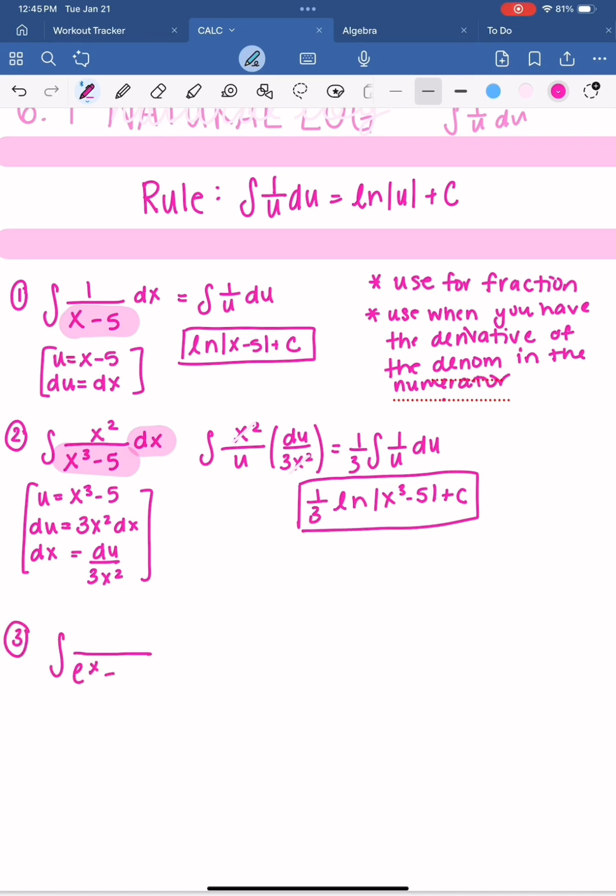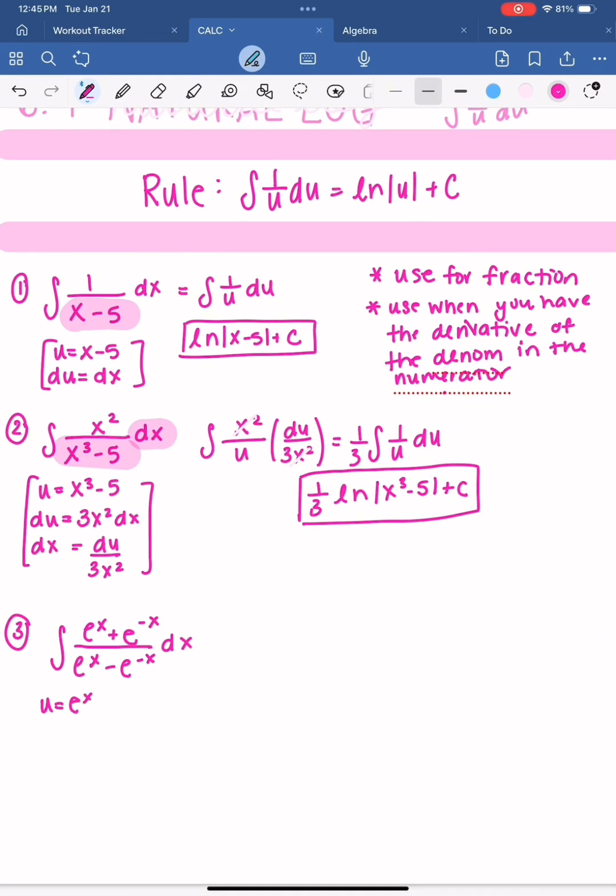All right, now let's look at a different kind of integral, still going to be natural log. So we're going to have e to the x minus e to the negative x in the denominator. And then in the numerator, we're going to have e to the x plus e to the negative x. So u is going to be the denominator because, I'll explain why in a minute. Du is going to be e to the x plus e to the negative x, because remember, how do we derive e's? We recopy it times the derivative of the exponent. Now, if we get dx by itself, it's going to be du over that entire term, e to the x plus e to the negative x.